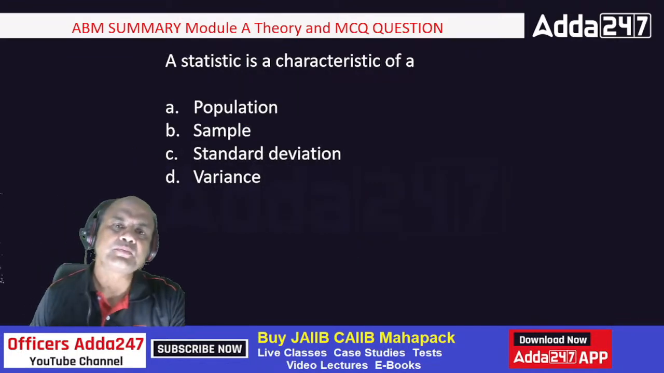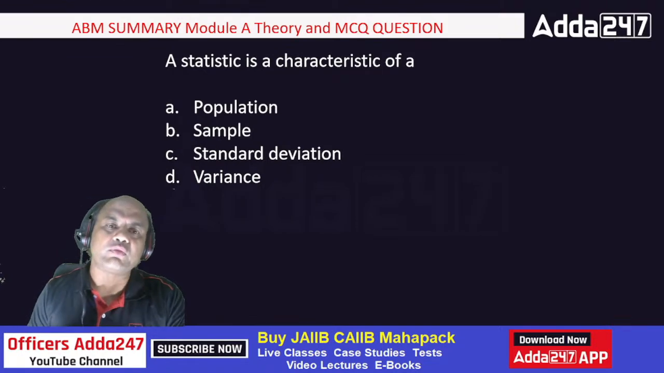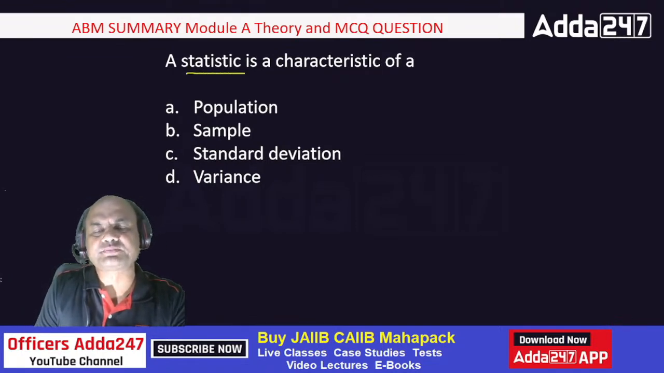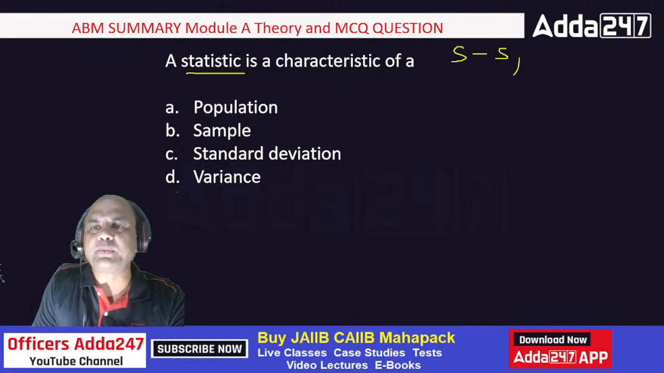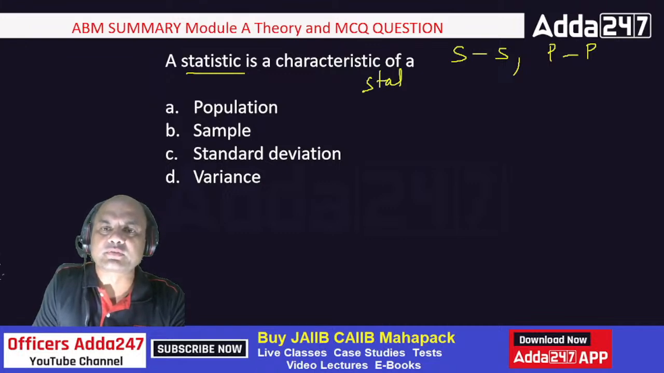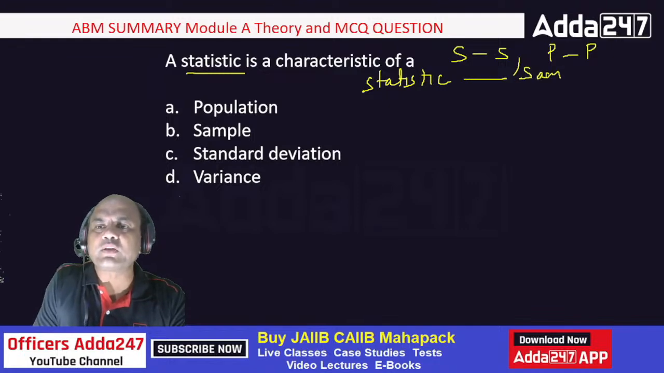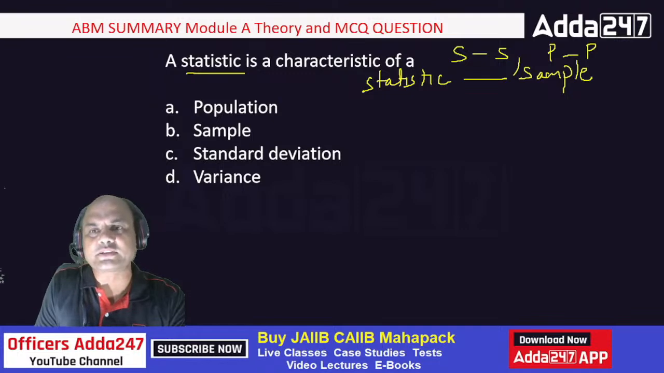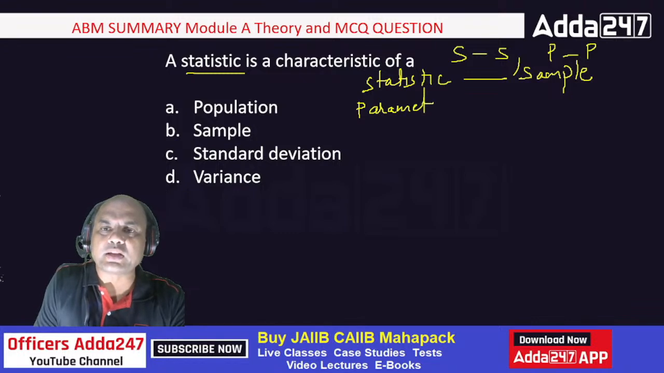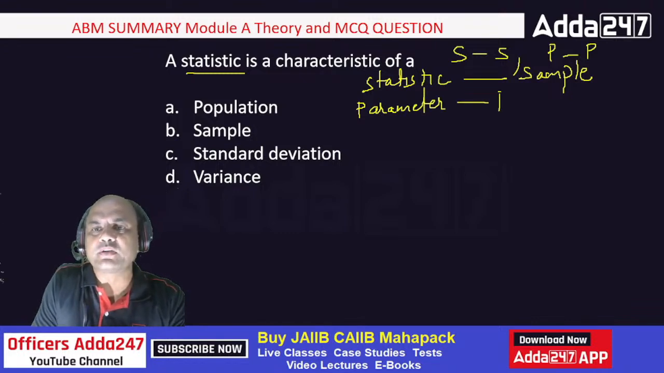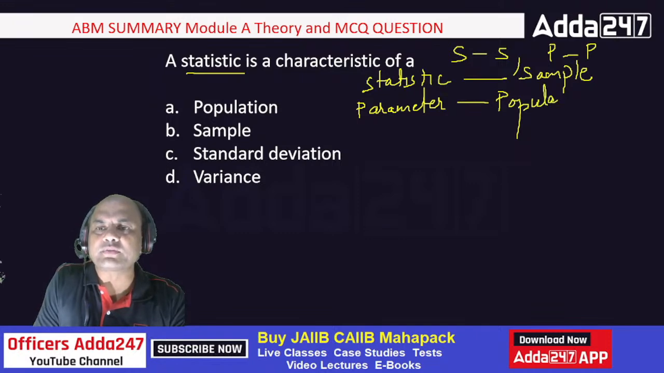Next one. A statistic is a characteristic of what? See here, always remember S for S and P for P. Always remember this basic formula by heart. S means statistic, and that is for sample. Whenever I find anything for a sample, that is known as statistic. And P means parameter, and that is for population. So parameter is for population.